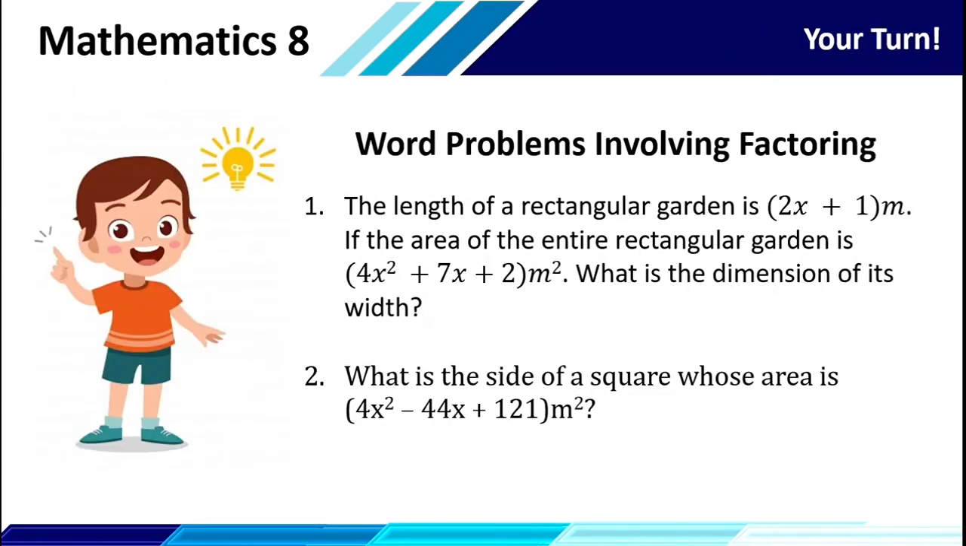It's your turn. Answer these word problems involving factoring. For number 1, the length of a rectangular garden is 2x plus 1 meter. If the area of the entire rectangular garden is 4x squared plus 7x plus 2 meters squared, what is the dimension of its width? Second problem, what is the side of a square whose area is 4x squared minus 44x plus 121 meters squared? Pause the video and later we will reveal the answer.